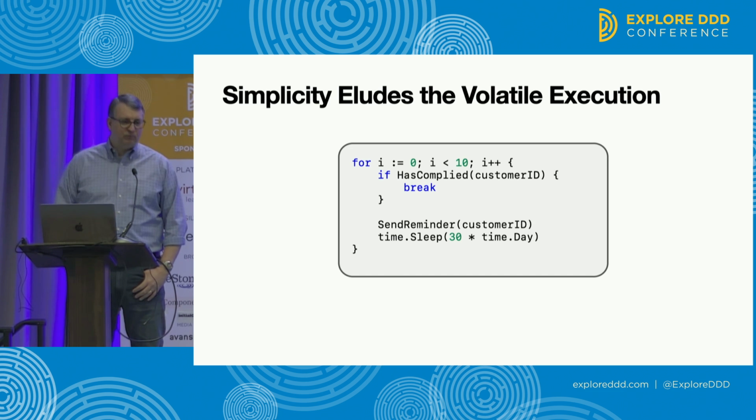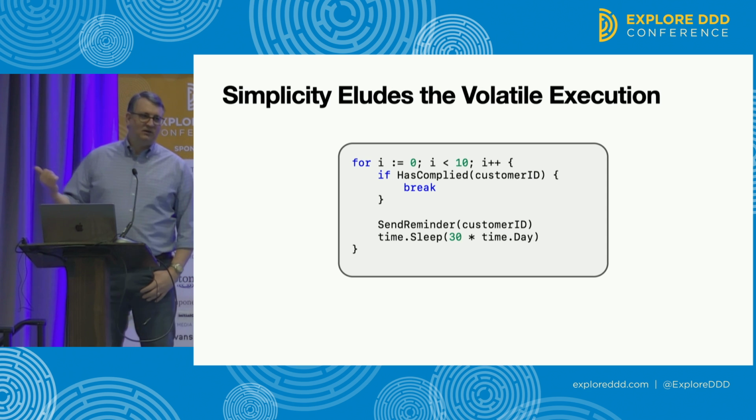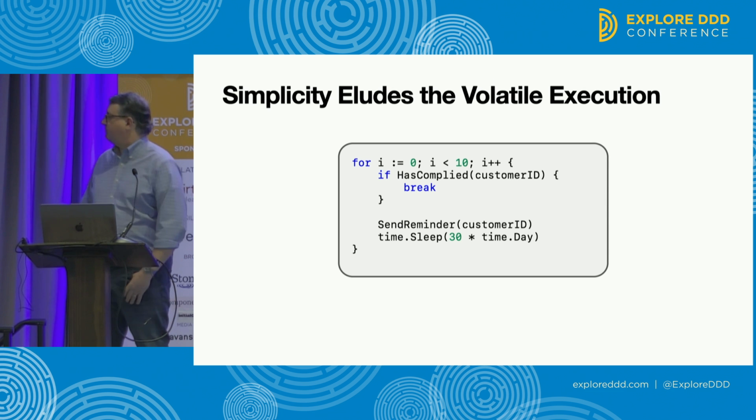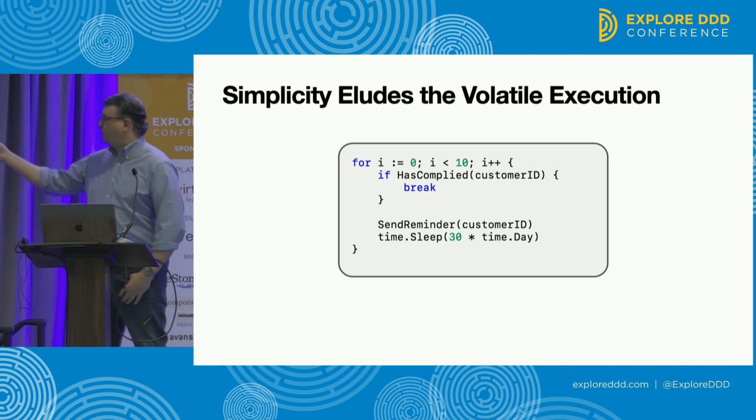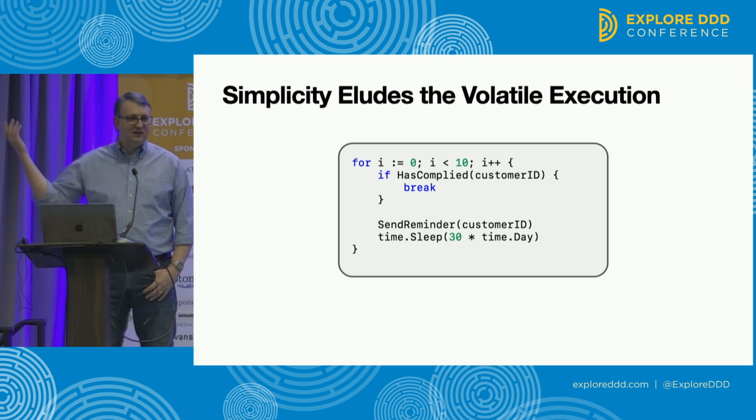We could just have a for loop, and then we could check if they've complied, and then we can send the reminder, and then we could sleep for 30 days, right? And everyone's laughing because you would never do this in production. If you submit this to your boss and say, here's the code, your boss would say, this is impractical. This could be running for potentially nearly a year, and there's no way you can be assured that the process is going to execute for a year, and therefore maybe it'll send one reminder, and then the program will crash, and then you're out of luck.